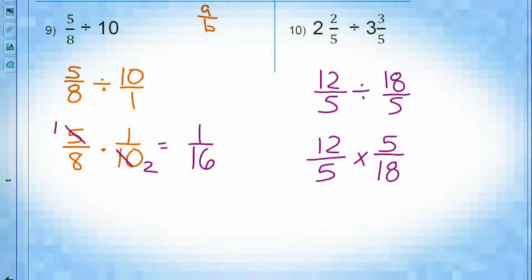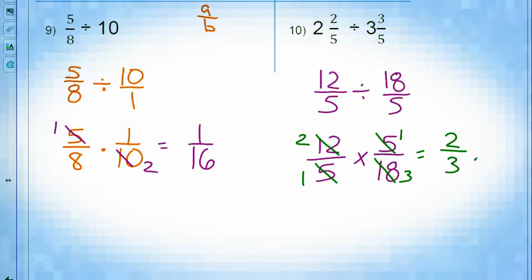I am going to cross-reduce because cross-reducing is my friend. I'm going to divide by 5. And I'm going to divide 12 and 18 by their greatest common factor, which happens to be 6. 12 divided by 6 is 2. 18 divided by 6 is 3. 2 times 1 is 2. 1 times 3 is 3. If I cross-reduce properly, I will already have simplest form, and I do.